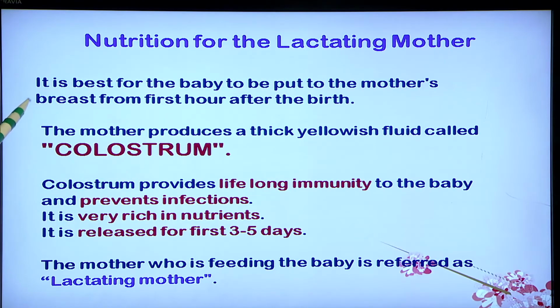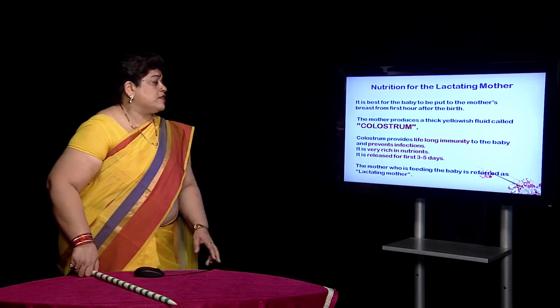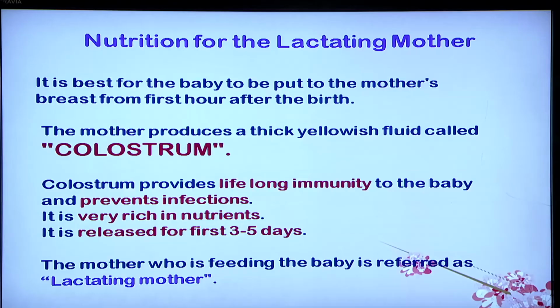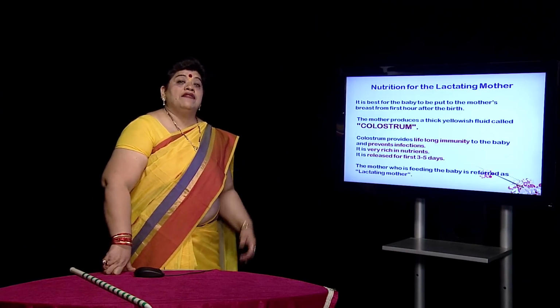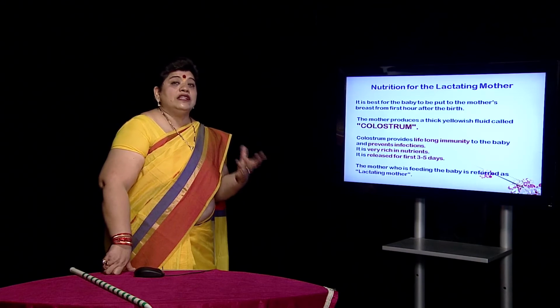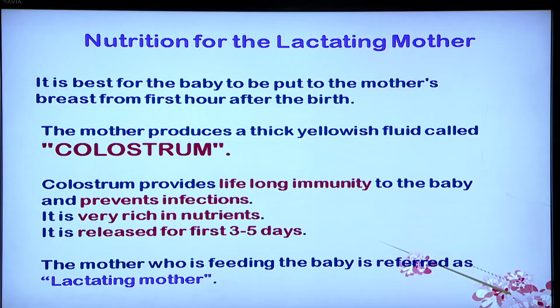It is best for the baby to be put on the mother's breast from the first hour after birth. Immediately after delivery, the mother produces a thick yellowish fluid called colostrum. This colostrum provides lifelong immunity to the baby and prevents infection. It is very rich in nutrients and it is released only for the first 3 to 5 days. It is very important for the mother to feed the colostrum as well. By feeding that, we are developing the ability in the body of the child to fight against various diseases and infections.